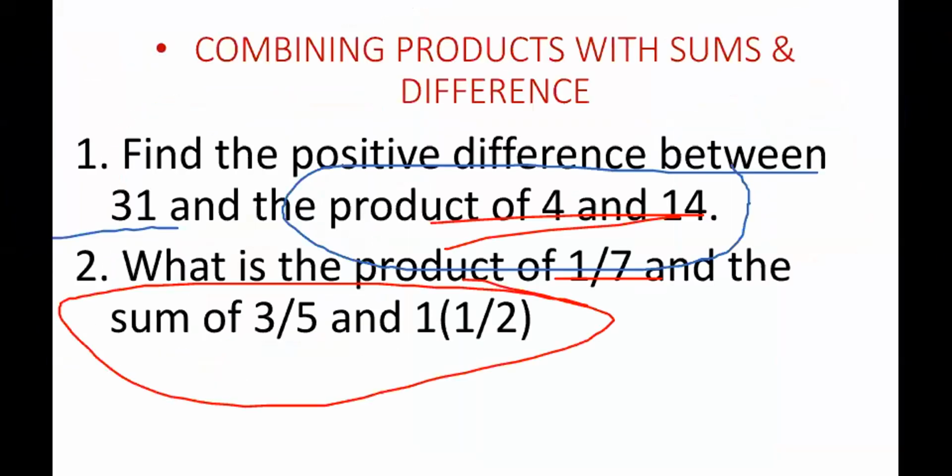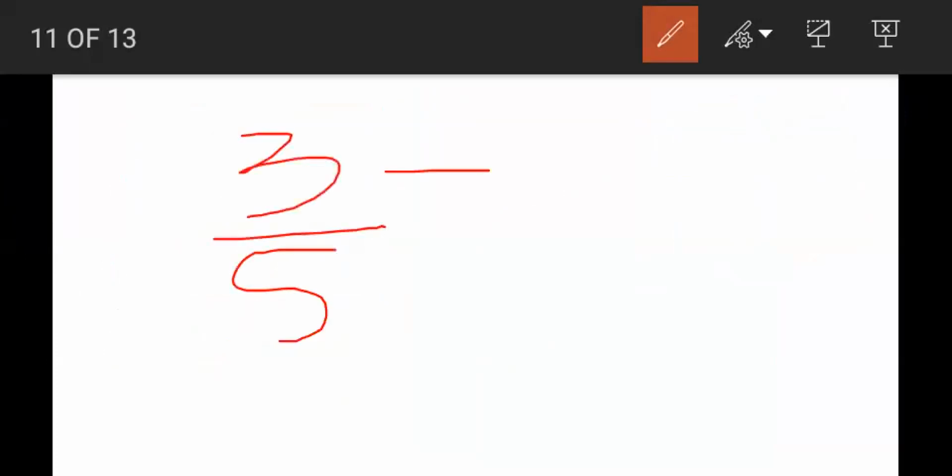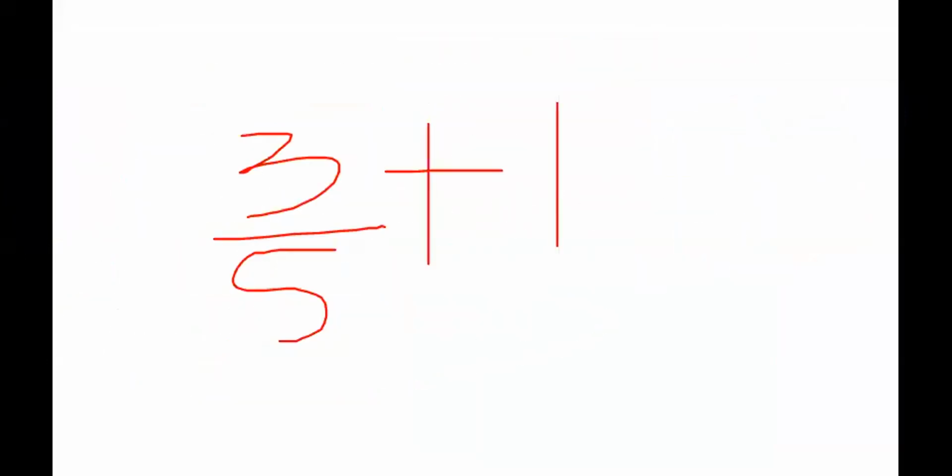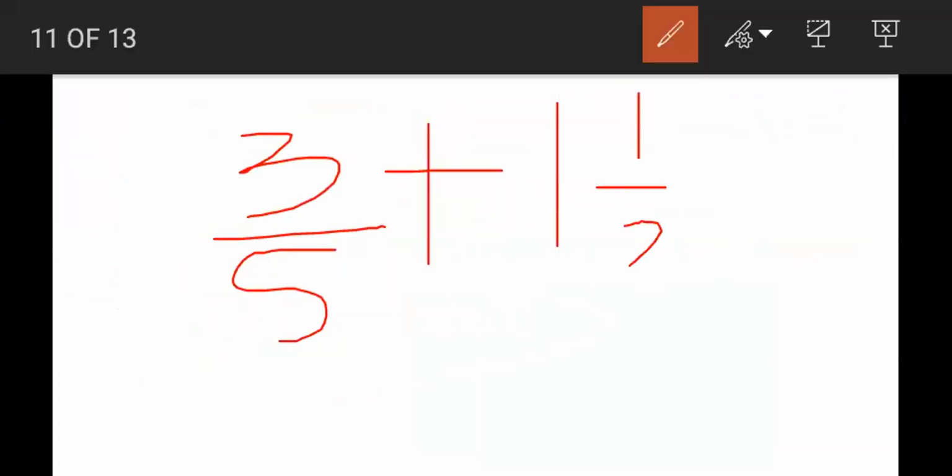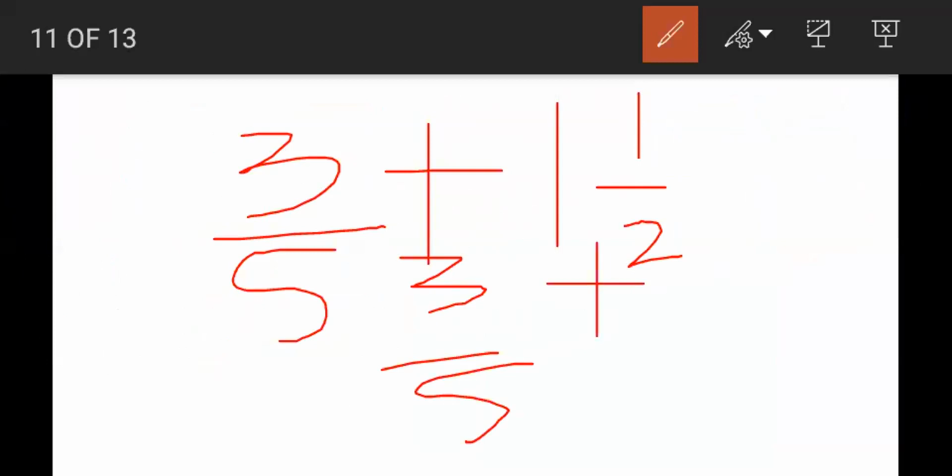The sum of three over five and one whole number, one over two. Therefore, we now have 3 over 5 plus 2 times 1 plus 1. 2 times 1 will give you 2, 2 plus 1, that is 3 over 2. Therefore, let's now add both of them.